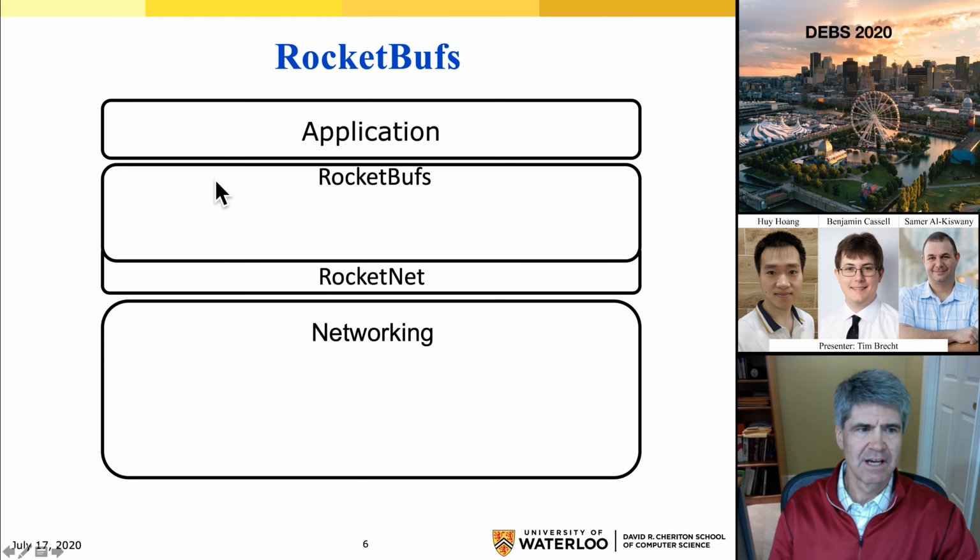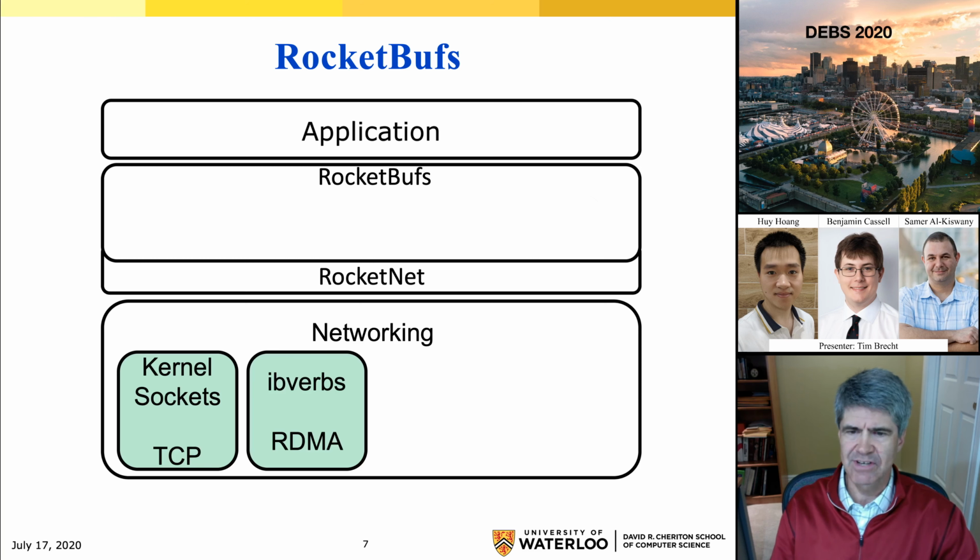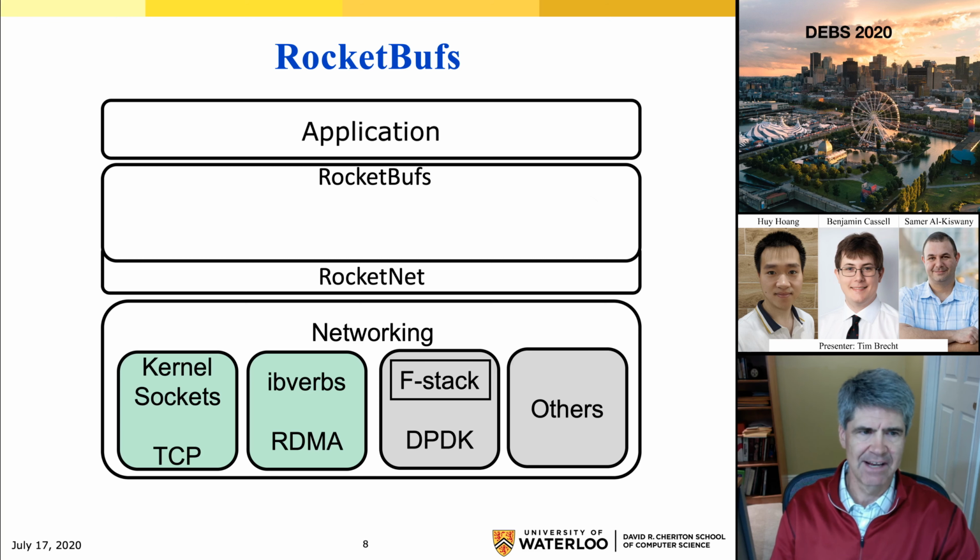So RocketBufs applications would write calls to our RocketBufs library, which uses RocketNet to translate the operations from RocketBufs into the networking layer. In our current prototype, we support TCP and RDMA, and we believe that by providing this RocketNet layer between RocketBufs and the networking layer, we should be able to fairly easily add support for other technologies.